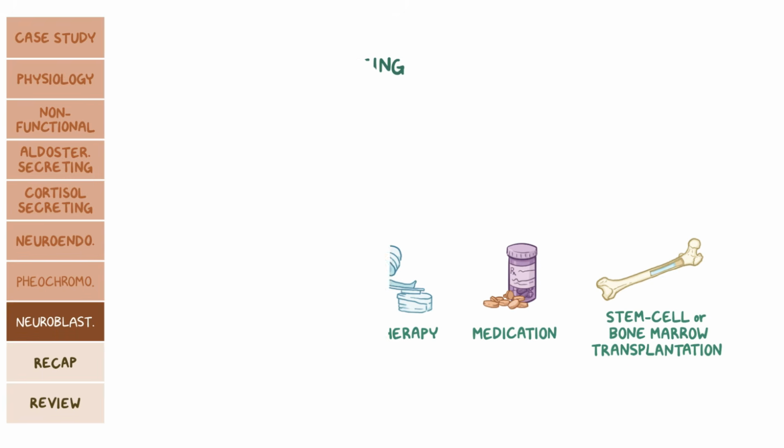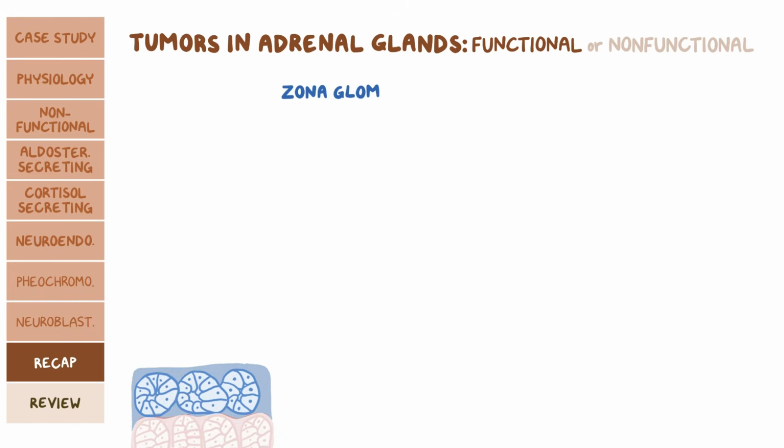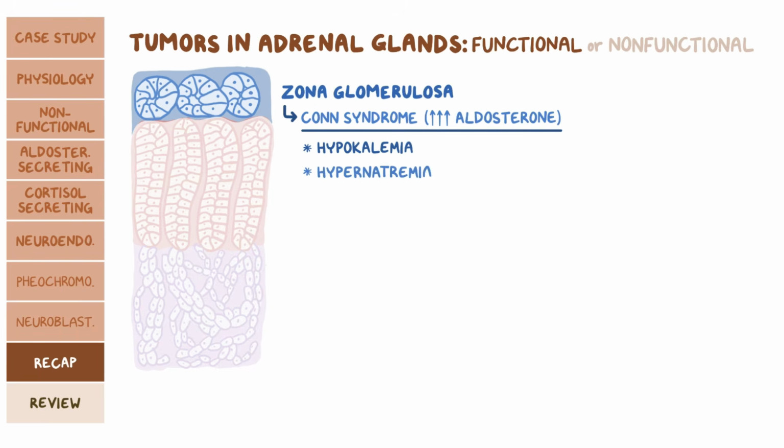Alright, as a quick recap, tumors in the adrenal glands can be functional or non-functional. The functional tumors that secrete aldosterone originate from the cells of the zona glomerulosa, and they cause Conn syndrome. Excess aldosterone leads to hypokalemia, hypernatremia, metabolic alkalosis, and hypertension.